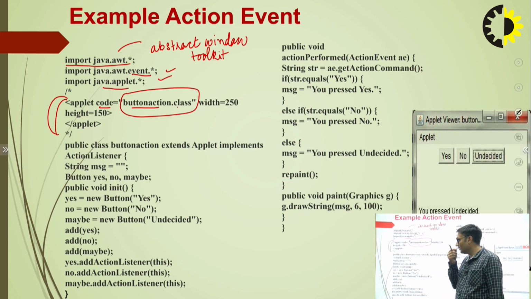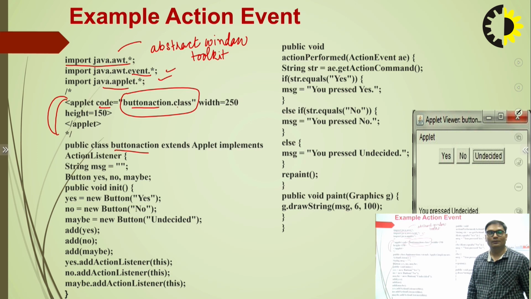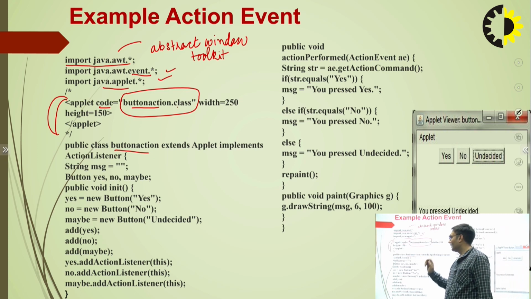Now I'm making a class, for example, a class button action. Because the action event will now be in this program, the action event will be generated by a button. When we click the button, some event will occur, and then the corresponding action will be taken. So the name is given button action.